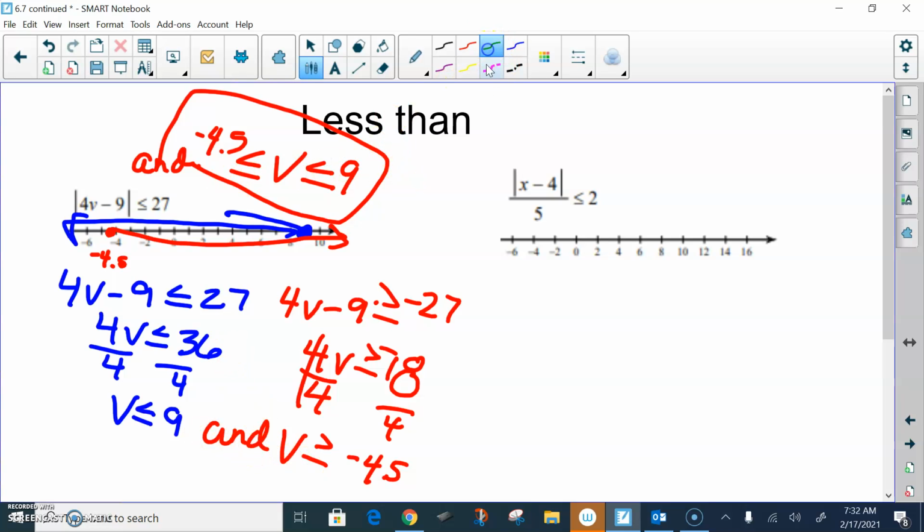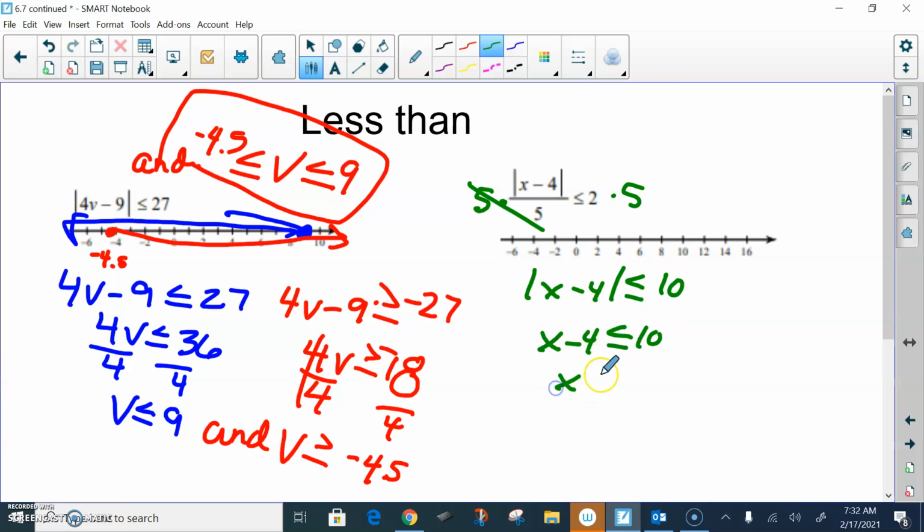Remember, you have to simplify before you start doing it twice. In other words, I want the absolute value by itself. So let's get rid of that divide by 5 by multiplying both sides by 5. So I get the absolute value of x minus 4 has to be less than or equal to 10. Now we're ready to do it twice. x minus 4 is less than or equal to 10. Add 4 to both sides. x has to be less than or equal to 14.